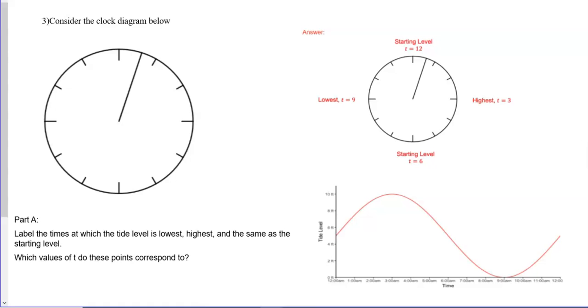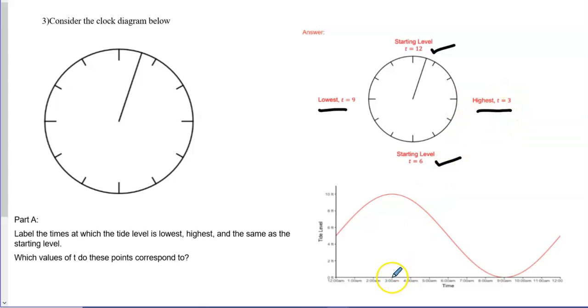Now, this is the solution. You can see that the highest is occurring at 3, the lowest is occurring at t equals 9. Now, this is the starting level, t equals 12, and one other t that looks the same as the starting level is t equals 6. Now, we obtain this from the graph.